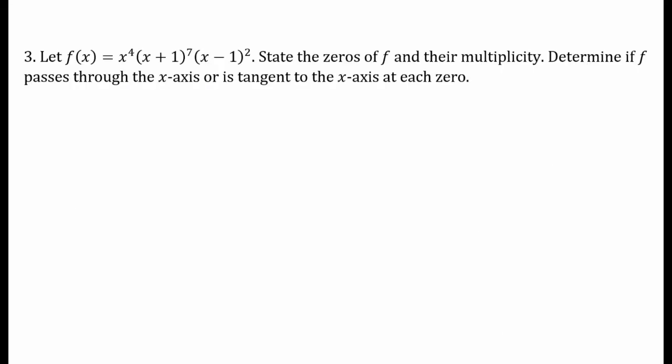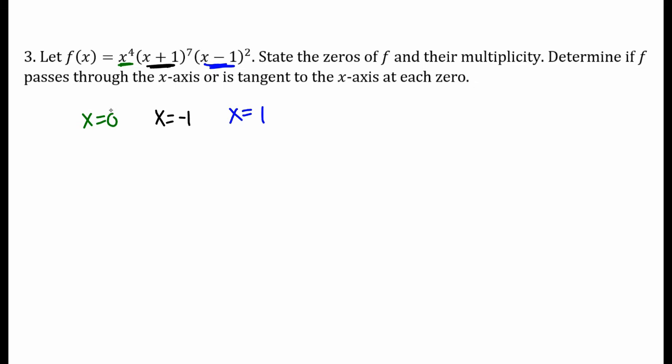Number 3, let f of x equal x to the 4th times x plus 1 to the 7th times x minus 1 squared. State the zeros of f and their multiplicity. Well, it's already in factored form. So the easy ones are x equals negative 1. That comes from that factor. x equals positive 1. That comes from that factor. And this is just x equals 0.